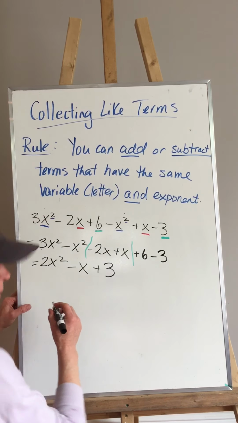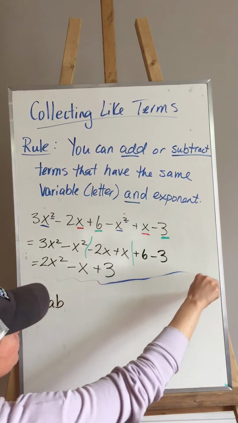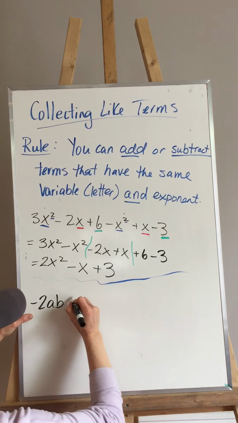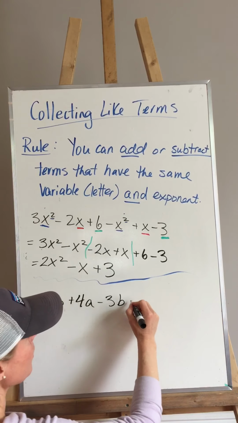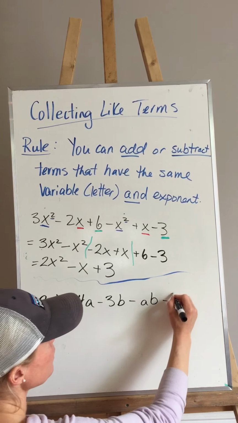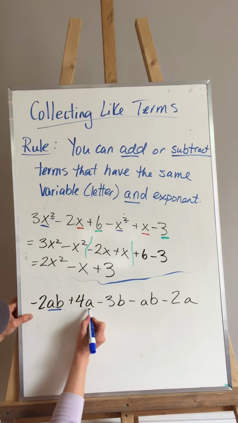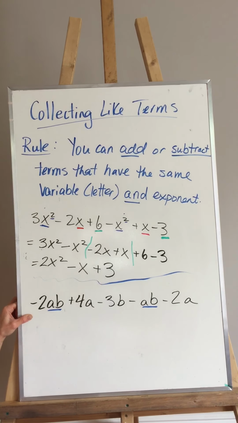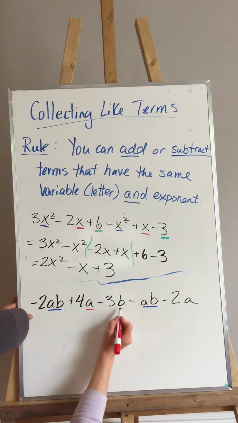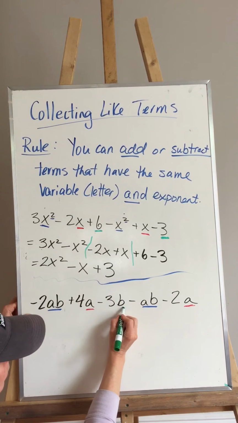Next example, negative 2ab, I'm just going to draw a line there. Negative 2ab plus 4a minus 3b minus ab minus 2a. Okay, so we go through and we try to figure out what are the groups. We've got an AB group, not in the same group, not in the same group. This one is in the same group. Okay, and then I've got an A, not in the same group. This one is in the same group. Okay, and that leaves this one on its own.